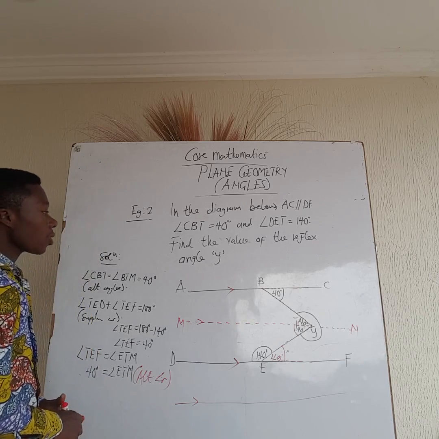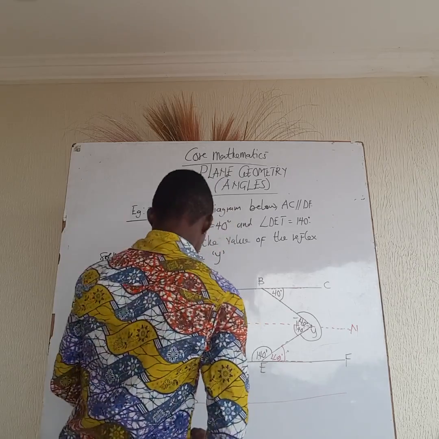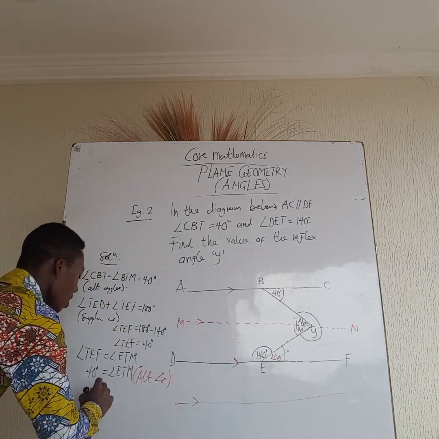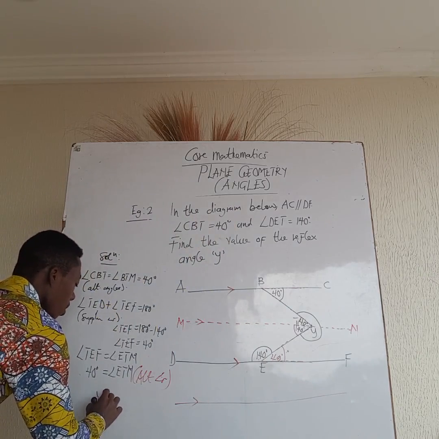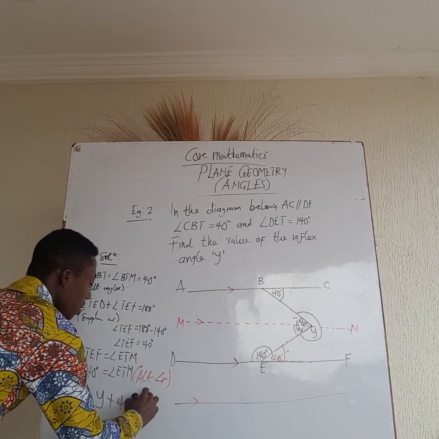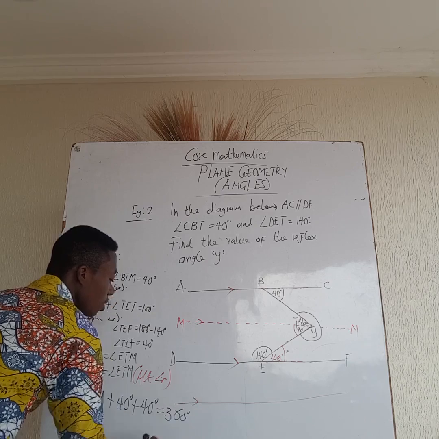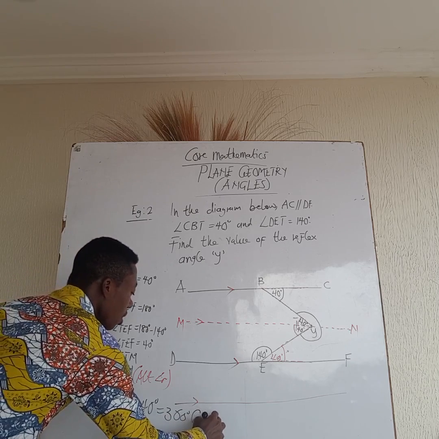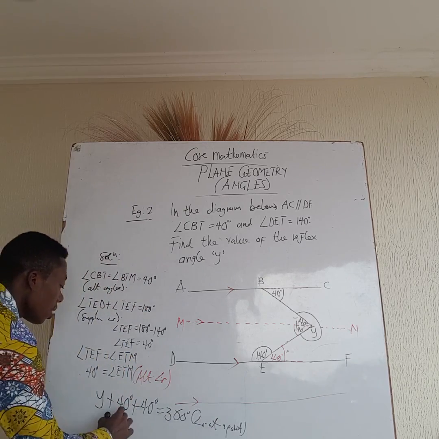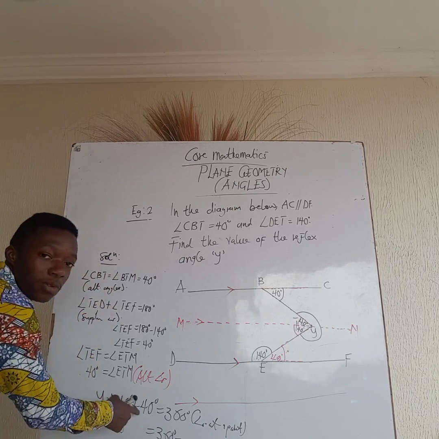Okay. Right, so therefore we can replace angle y. Therefore y plus 40 degrees plus 40 degrees is equal to what? 360. That's angles at a point. Angles at a point. So I can say that therefore y is equal to 360 degrees minus 40 plus 40 gives what?